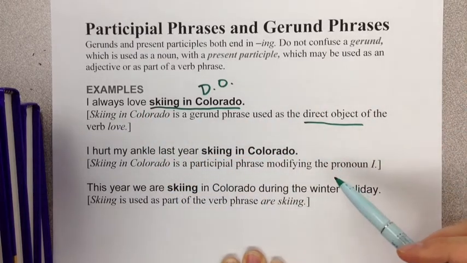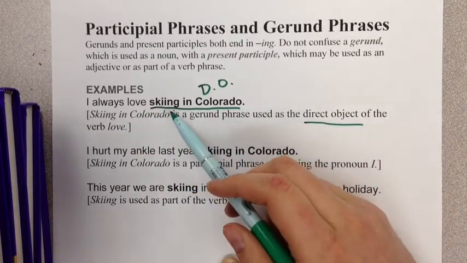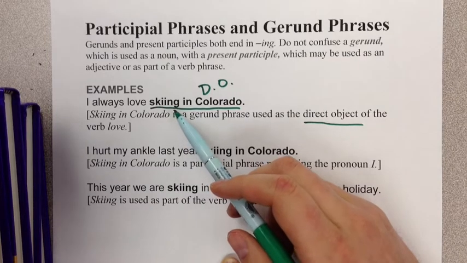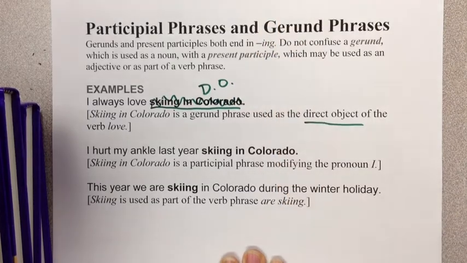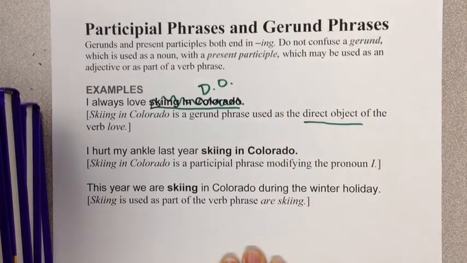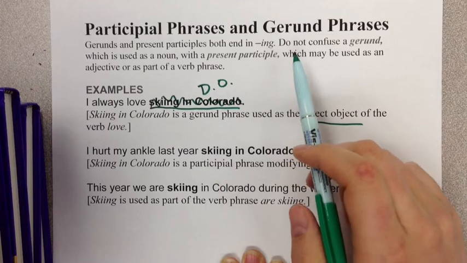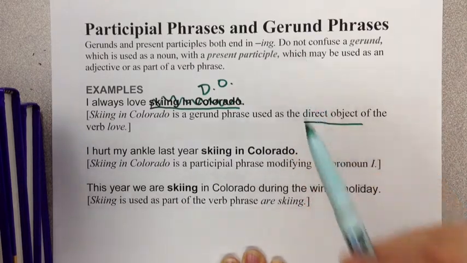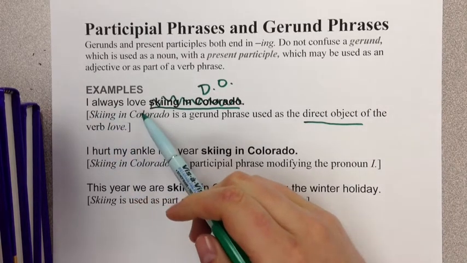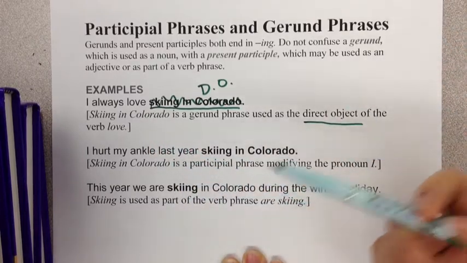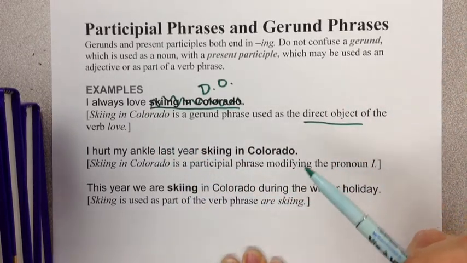A little technique that I like to use to tell the difference between a gerund and a participle phrase is to see if I can delete the whole phrase. If I can't delete it, if the sentence either means something fundamentally different or it no longer makes sense, it is very, very likely that it's a gerund. There may be exceptions to this, but it's very unusual for a sentence to work without a gerund. So now we have I always love, and the sentence means something completely different or no longer makes sense.